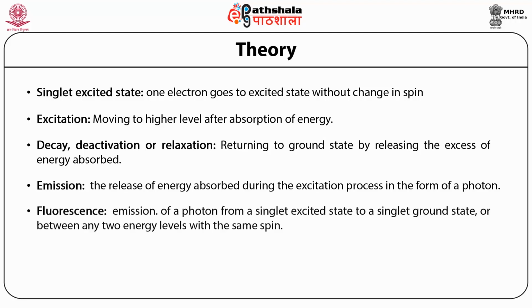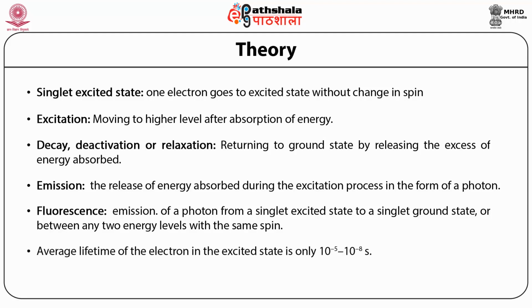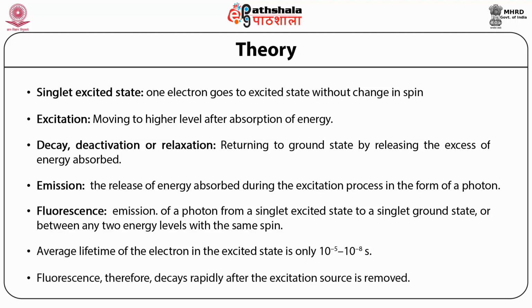Fluorescence is the emission of a photon from a singlet excited state to a singlet ground state, or between any two energy levels with the same spin. The average lifetime of the electron in the excited state is only 10 to the power minus 5 to minus 8 seconds. So fluorescence decays rapidly after the excitation source is removed.